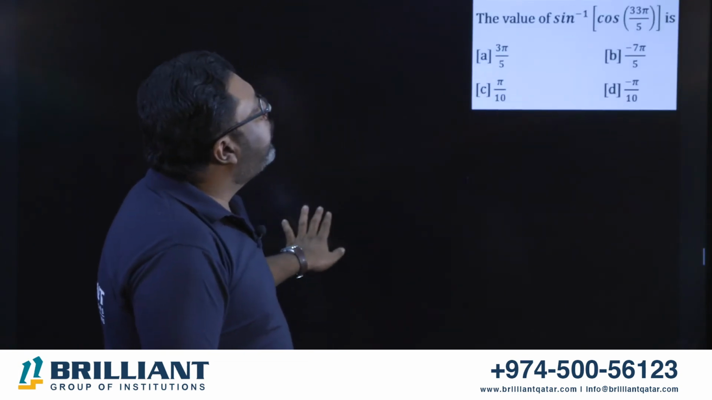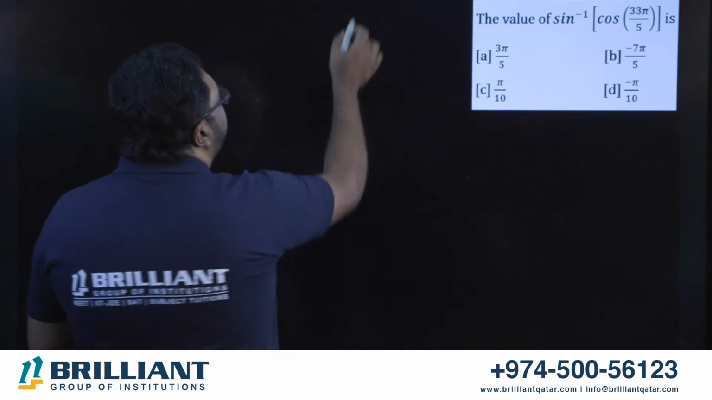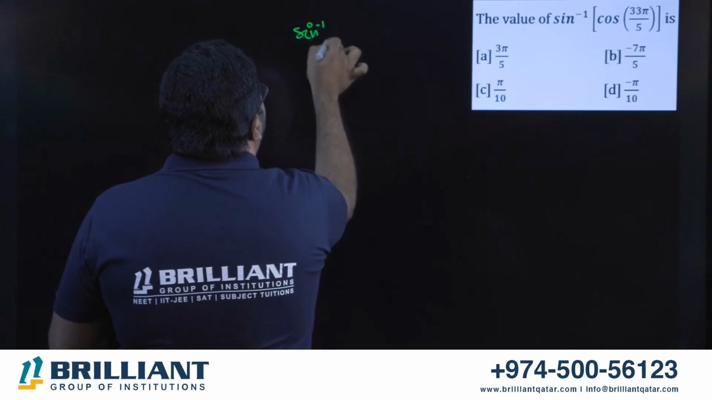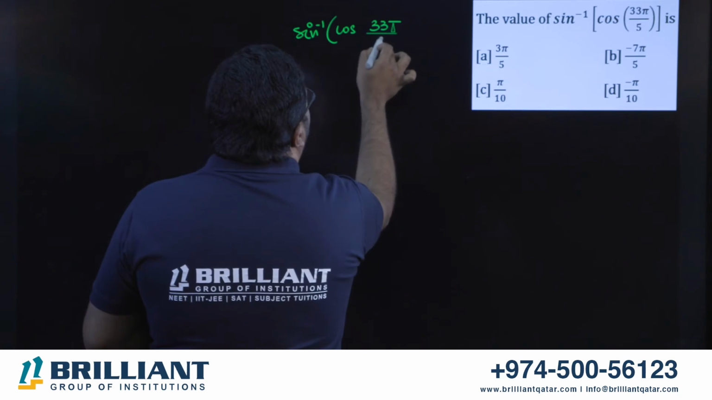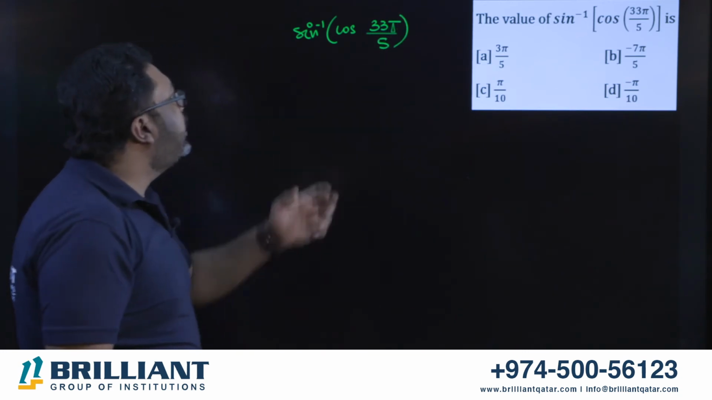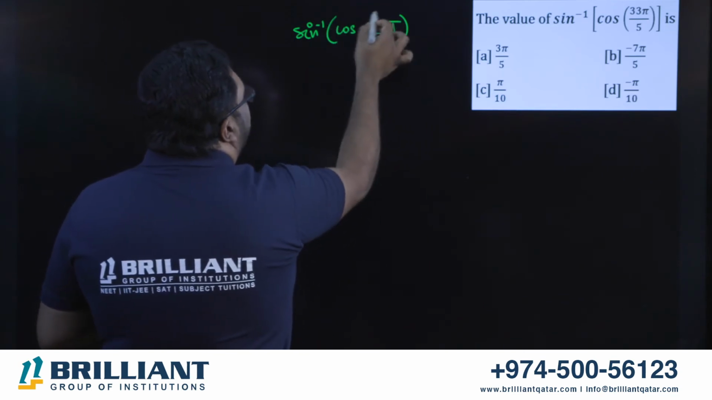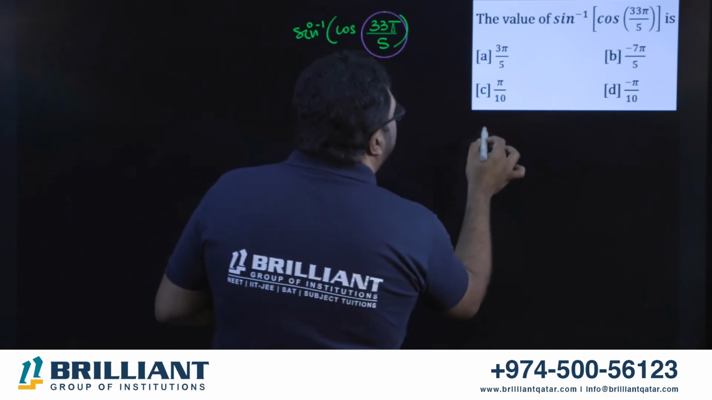What is the value of sine inverse of cos 33 pi by 5? Sine inverse of cos 33 pi by 5. Again, first thing, reduce this, 33 pi by 5.